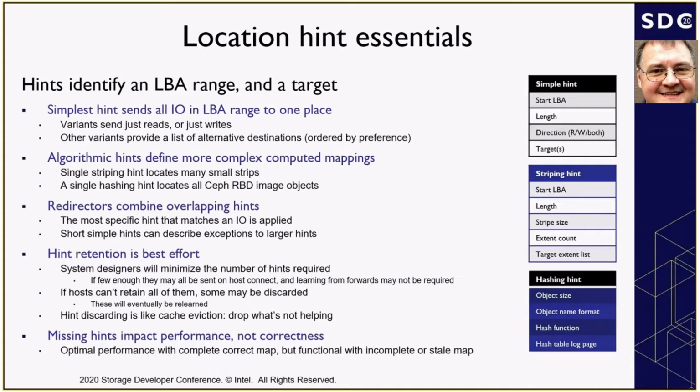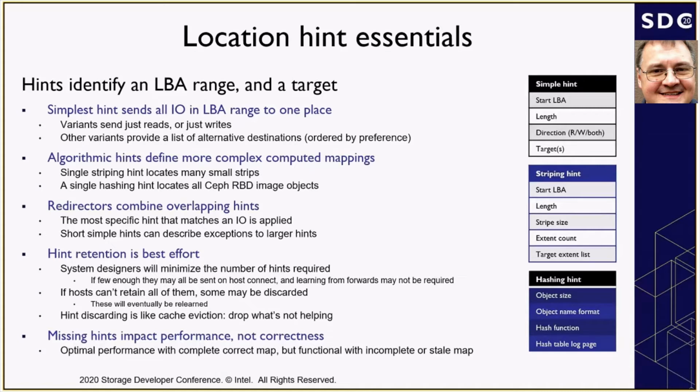They map an LBA range to one place or a set of places. An algorithmic hint, this class of hints, performs a function on the LBA to determine which target it goes to. So striping is a simple example. Striping is actually not implemented yet in the reference implementation. We're not sure precisely what its parameters should be. So we'll get into that later. That's an area that prospective users can contribute to, what striping parameters they need.